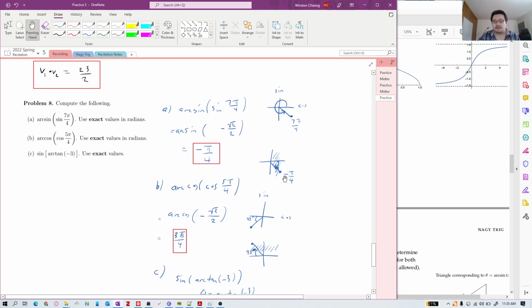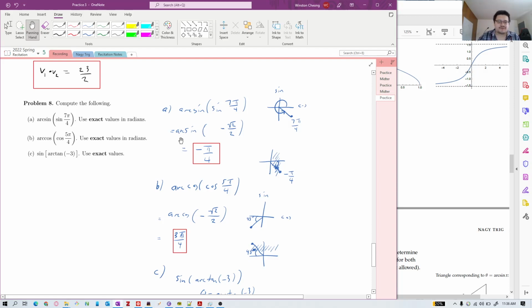We instead call it minus pi over 4. These are conceptually different. The name 7 pi over 4 has the connotation that we're going in the counterclockwise direction, whereas negative pi over 4 has the connotation that we're going in the clockwise direction. But they are equivalent to one another. If you subtract 2 pi from this, you get this value, or you add 2 pi to this, you get this value. So minus pi over 4 is what the arcsine function will output.